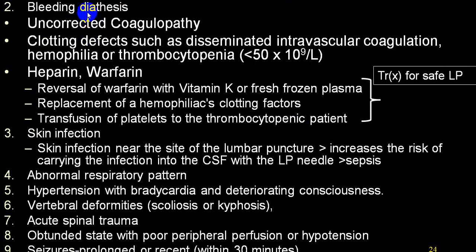We already mentioned bleeding diathesis, skin infections, and abnormal respiratory pattern, which suggests herniation signs. If a person has hypertension with bradycardia and altered level of consciousness, it means the person is developing Cushing triad, severe deformities, spinal cord trauma, etc. We have already mentioned the majority of those.